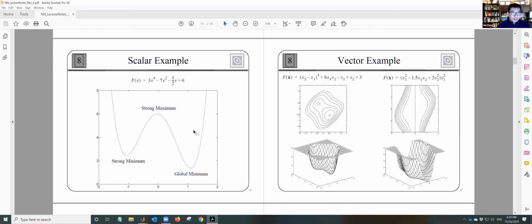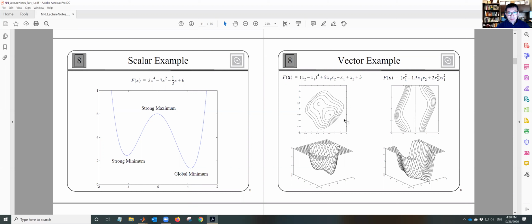But here we don't really have a weak minimum. And if we want to see a weak minimum, here we have a weak minimum. You see this, we have a ridge line. Everything else is greater than here, but along the ridge line, everything is equal. Agree? And this is a vector example.